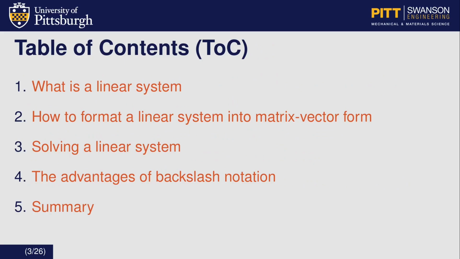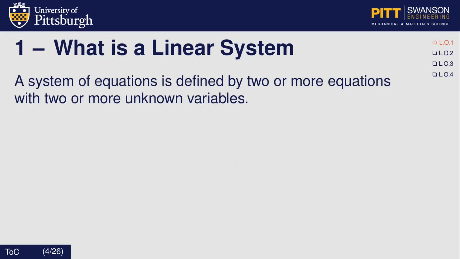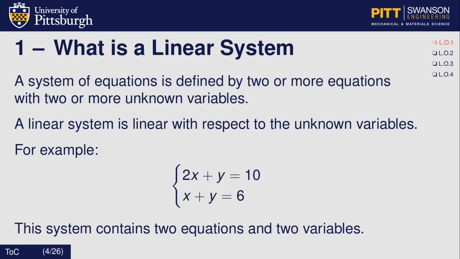This slide, the table of contents, contains hyperlinks to each of the sections to make the downloaded PDF easy to navigate. A system of equations is defined by two or more equations with two or more unknown variables. A linear system is linear with respect to the unknown variables. For example, the system 2x plus y equals 10 and x plus y equals 6. This system contains two equations and two unknowns.